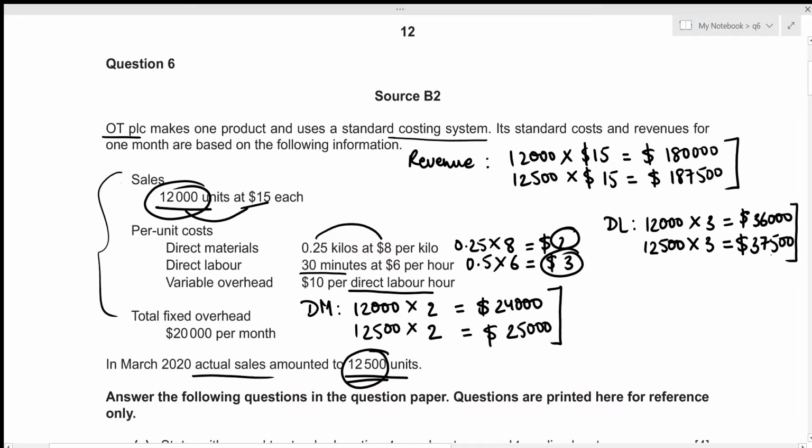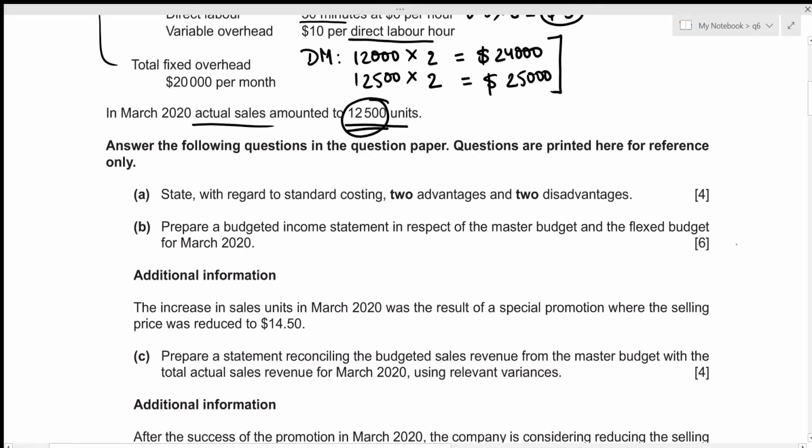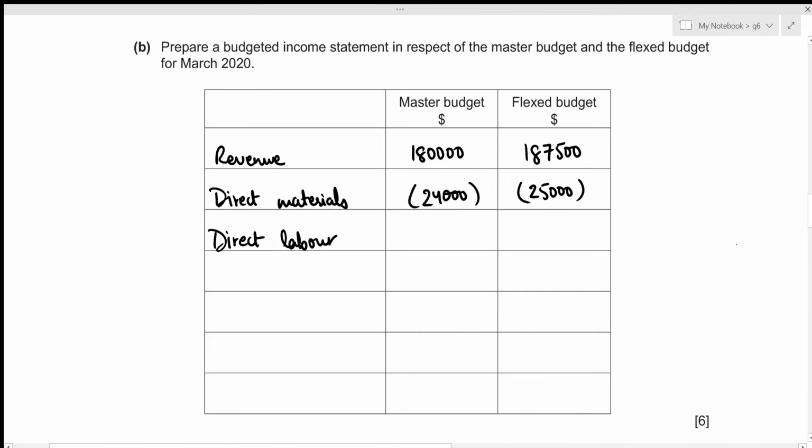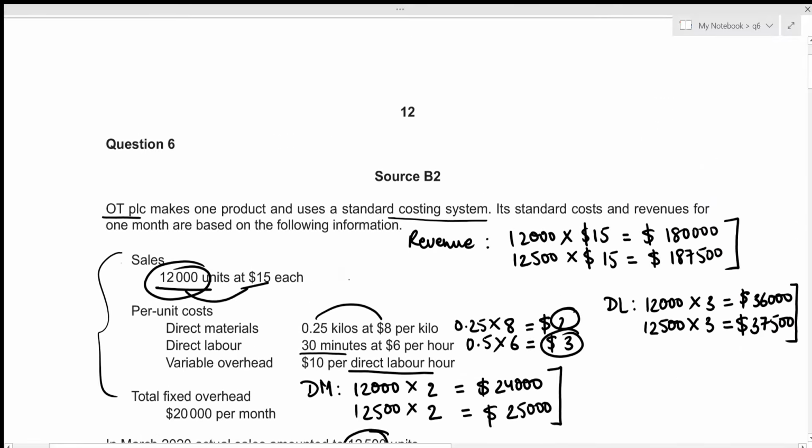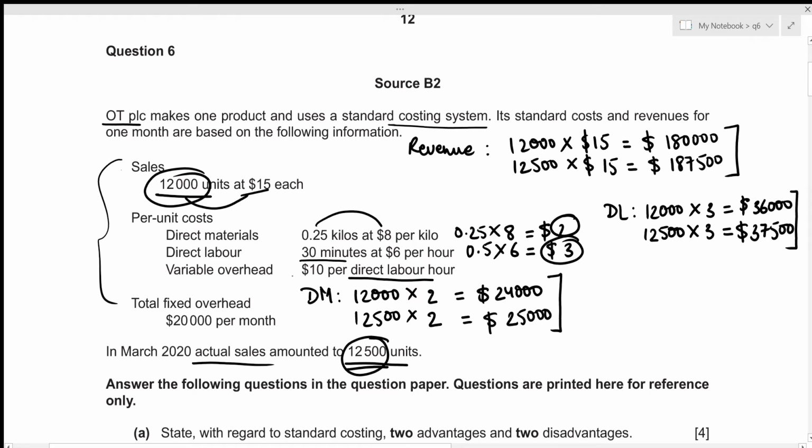Let's substitute these two values into our income statement. So that's 36,000 for master budget and 37,500 for flex budget. Then we are also given our variable overheads. Let's figure it out. And we are told that our variable overhead amounted to $10 per direct labor hour, which means that we now need to figure out the total direct labor hour based on 12,000 units and 12,500 units.